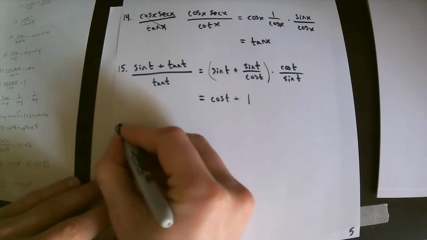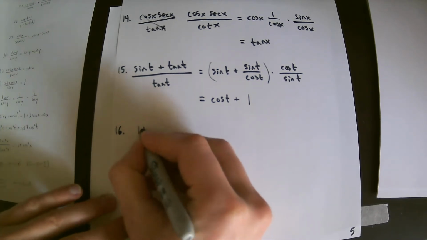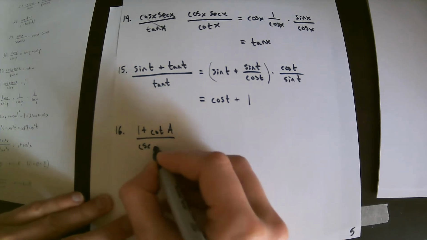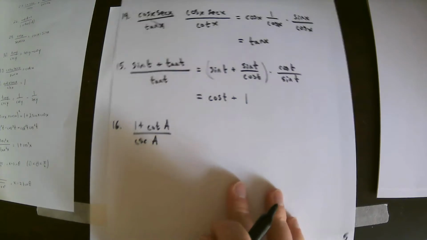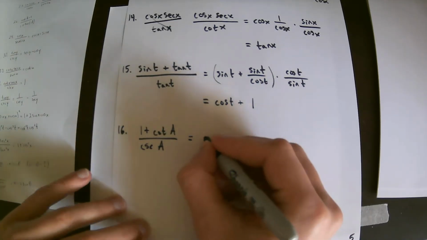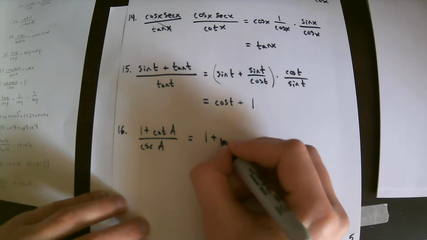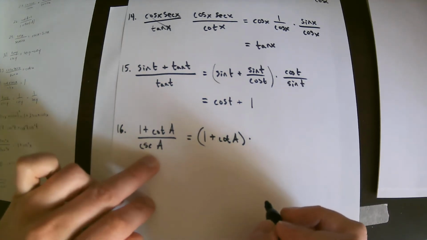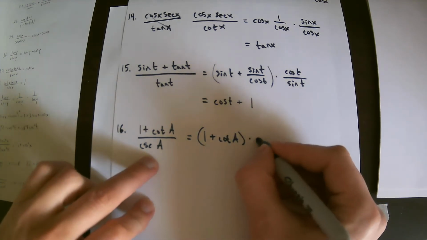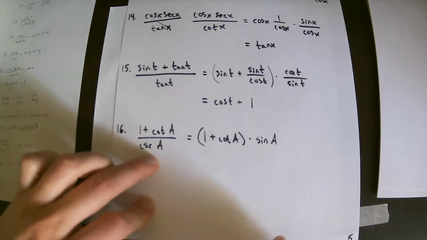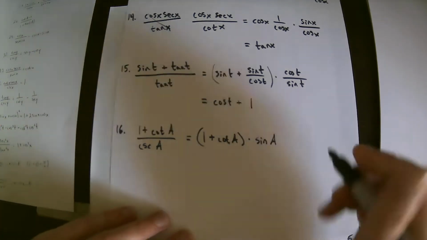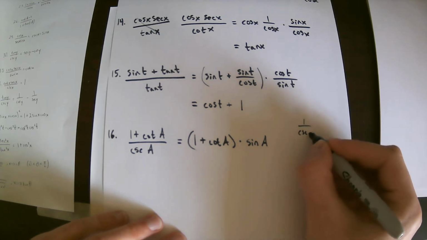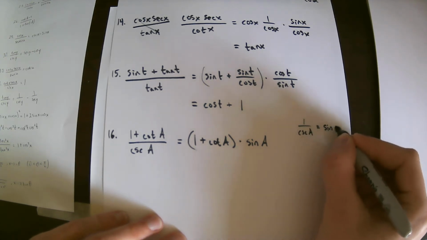Alright, number 16 is 1 plus cotangent of a over cosecant of a. Okay, so this is going to be the same as 1 plus cotangent of a times 1 over cosecant. 1 over cosecant will be sine of a, because cosecant is 1 over sine, so 1 over cosecant of a will be sine of a.